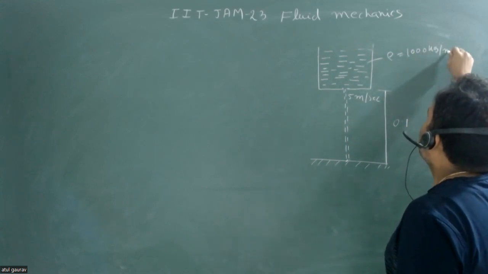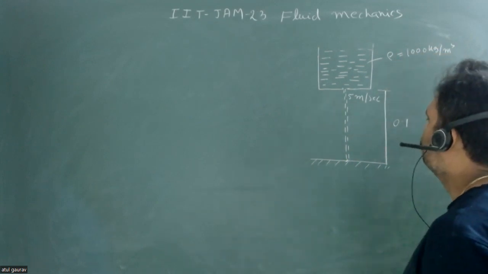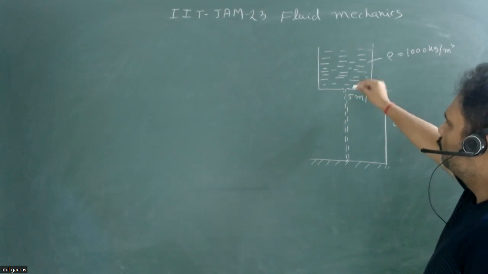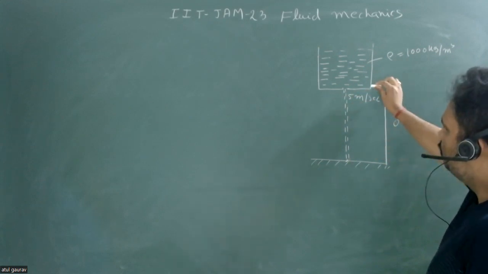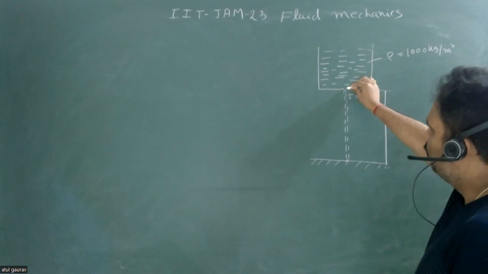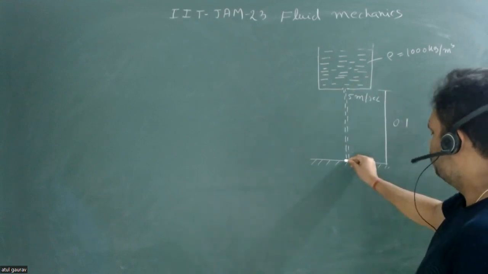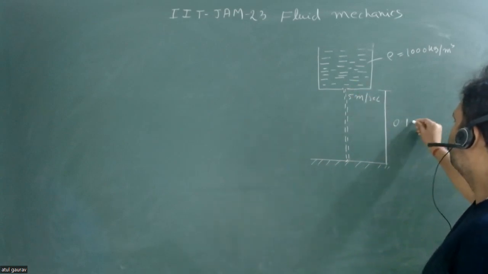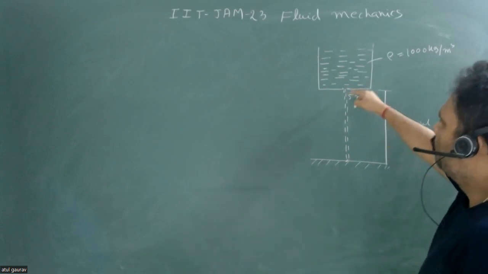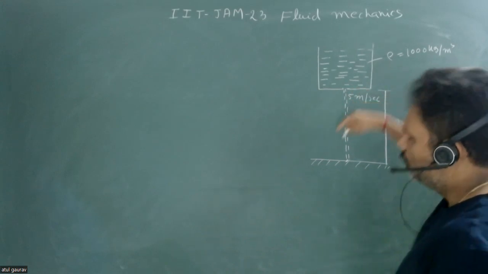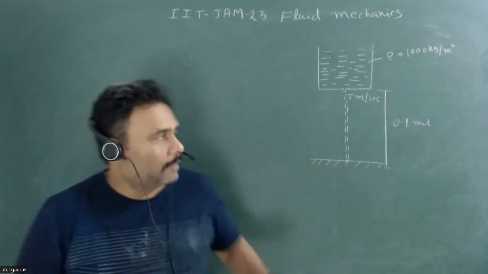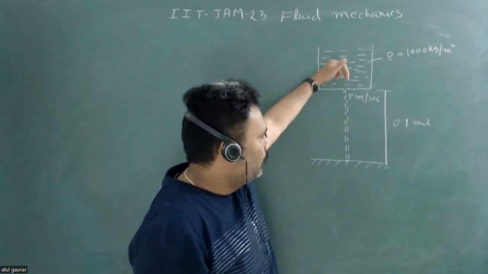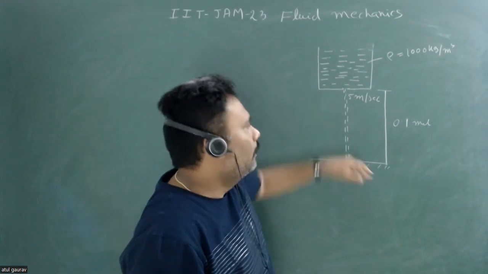1000 kg per meter cube. So we know all this. And at the bottom there is a small hole, and from there water is just going down. But the height from the hole to the surface of Earth is just 0.01 meter. And from this hole, the water is coming out with a constant velocity of 5 meter per second, and this is coming vertically downward.